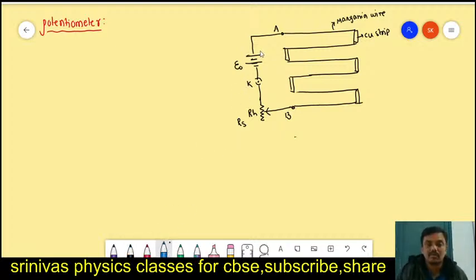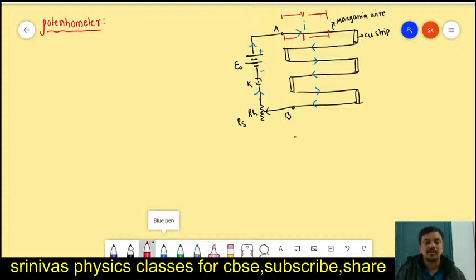The current starts from the positive terminal of the battery. The current flows like this, and it will travel like this, and then it will go like this. Then we want the current formula in this. For example, I want the potential difference across this wire. This wire length is small l. This is the potential difference.